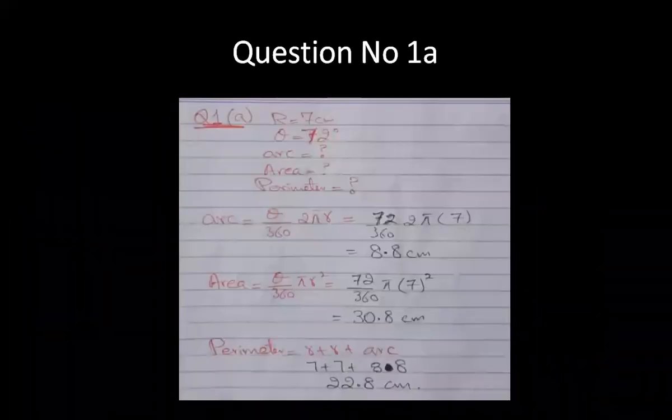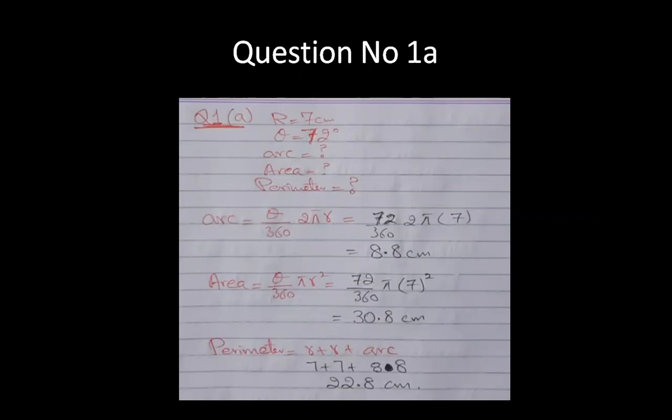So the radius is 7 centimeter and the angle at the center by the sector is 72 degrees. The arc length is questioned, the area of the sector is questioned, and the perimeter is questioned. You know the arc length, the formula is theta by 360 times 2 pi r. Just enter the values. Theta is 72 and the radius is 7. So 72 divided by 360 multiply 2 multiply pi multiply 7, and it will give you 8.8 centimeters. So the arc length is 8.8 centimeter.